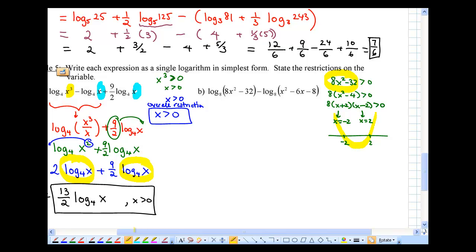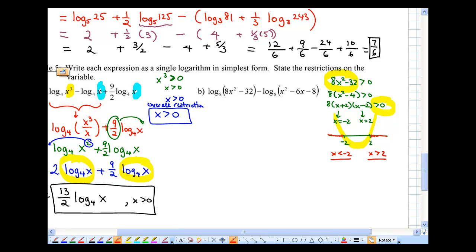So where's the graph bigger than 0? Well, that's of course where the graph is above the x-axis. That'd be over here and over here. So the regions that make 8x squared minus 32 bigger than 0 are where your x values have to be bigger than 2 or less than -2. So those are your restrictions from the first bracket.